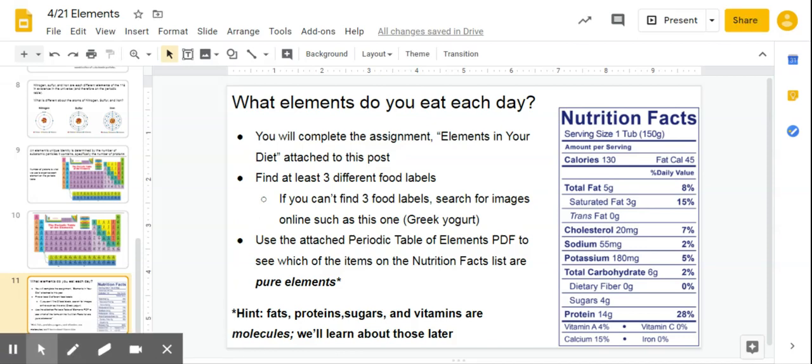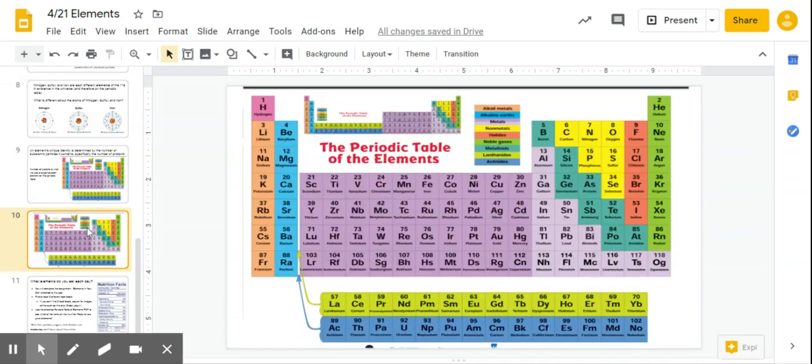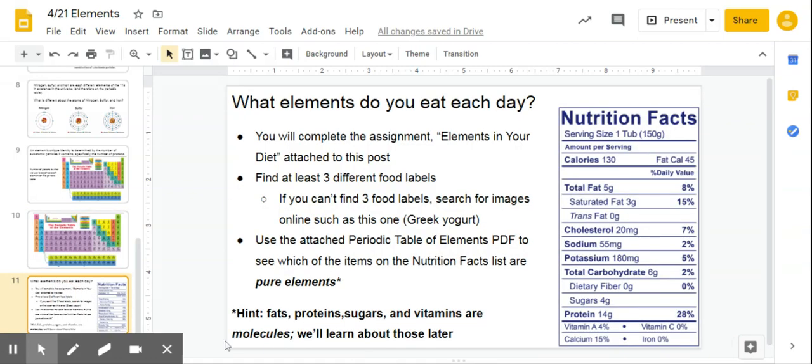But what I want you to do with those food labels is go through and see which items on the list of the nutrition facts you can find as pure elements on your periodic table. And I give you a big hint right here. I say hint. Fats, protein, sugars, and vitamins are molecules. So you won't find those on the periodic table. Those are combinations of atoms of different elements. So we'll learn about that later.